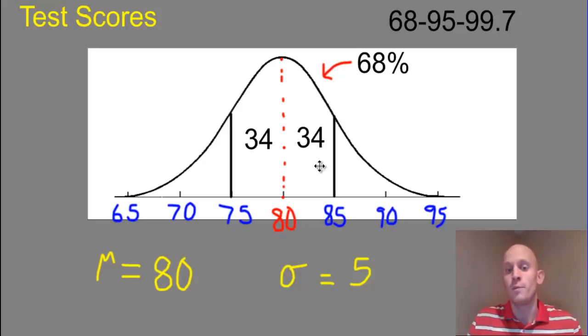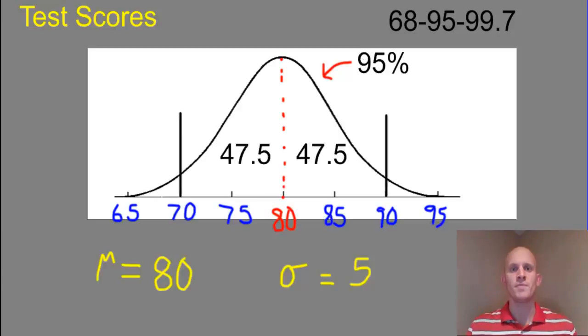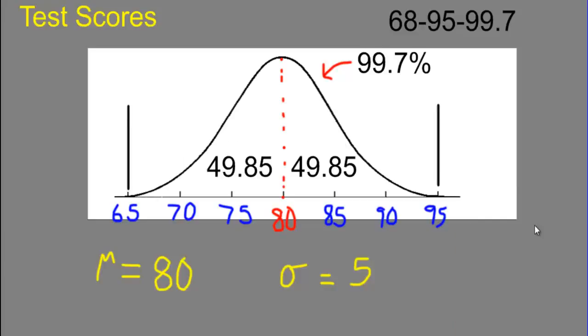So 34% of the population scored between 80 and 85%. Similarly, we can break up the 95 and the 99.7. Breaking up the 95%, we have 47.5% to the left and 47.5% to the right. And finally, the 99.7, we see that 49.85% scored below 80 and 49.85% scored above 80.